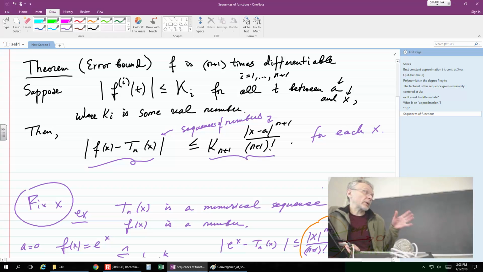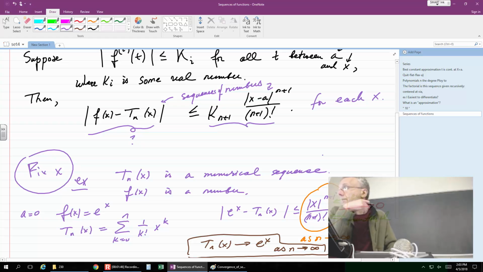The first sequence we're trying to understand, and we understand it with the help of the other sequence. When we look closer at that other sequence, we realize that it is convergent. That sequence of numbers, once again, is convergent to 0. So the sequence on the right converges to 0 for each given x, which means that so does the sequence on the left. And that is the meaning of approximation.